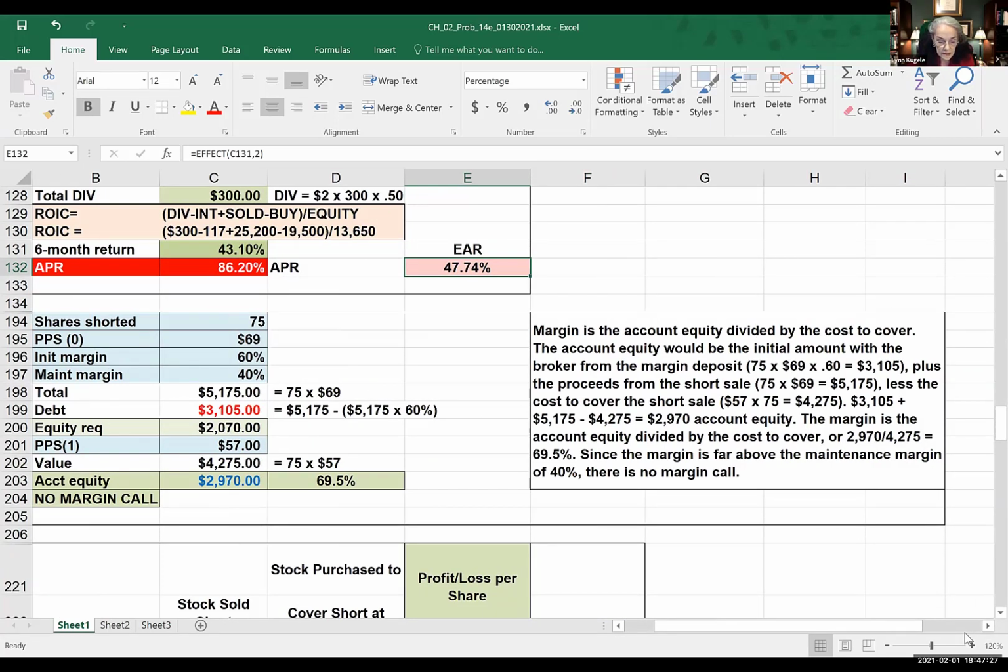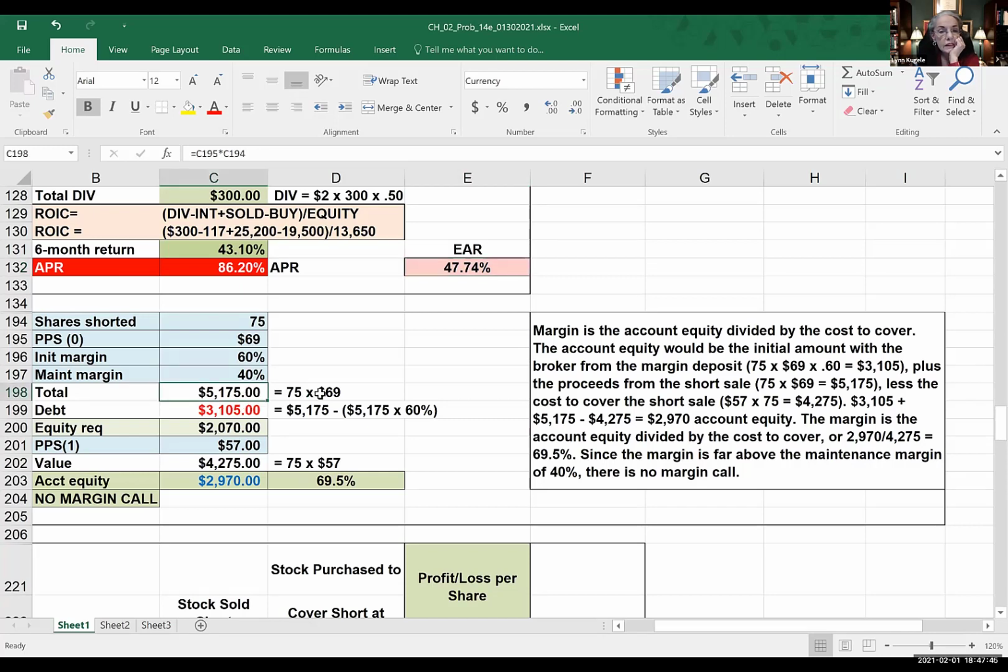Okay. Number 24. An investor short sells 75 shares of a stock for $69 a share. Initial margin is 60%. Maintenance margin is 40%. Price of the stock falls to $57 a share. What's the margin, and will there be a margin call?